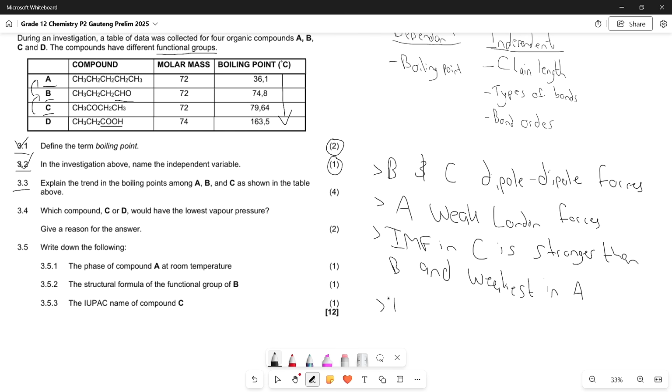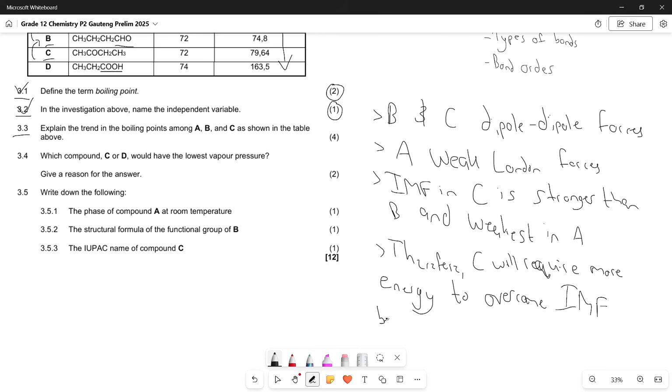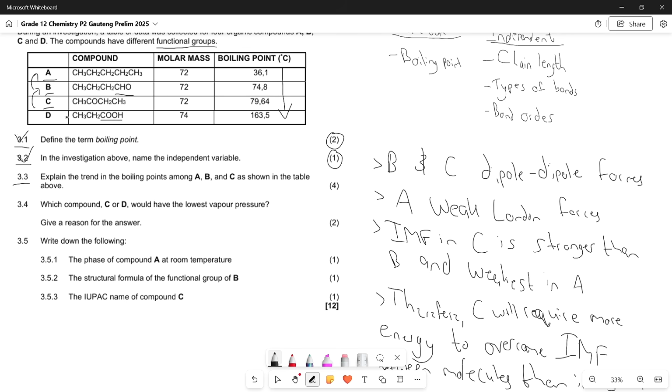And we say, therefore, C will require more energy to overcome the IMF, to break the intermolecular forces, so to overcome the IMF between molecules A and B. Between molecules, then, in B and A. So more energy required to overcome the IMF in C here compared to B and A over there.